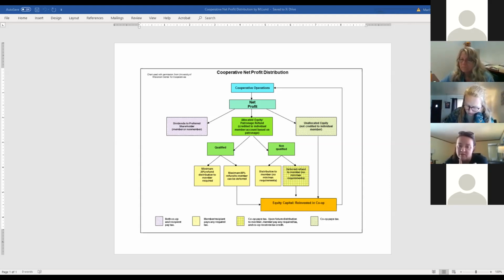And so one of the things that we're going to be working on as an organization is to try to get more CPAs and lawyers into our network that we can utilize for these very reasons.